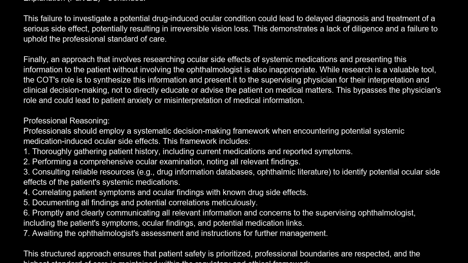Professional reasoning. Professionals should employ a systematic decision-making framework when encountering potential systemic medication-induced ocular side effects. This framework includes: 1. Thoroughly gathering patient history, including current medications and reported symptoms. 2. Performing a comprehensive ocular examination, noting all relevant findings. 3. Consulting reliable resources, e.g., drug information databases, ophthalmic literature, to identify potential ocular side effects of the patient's systemic medications. 4. Correlating patient symptoms and ocular findings with known drug side effects. 5. Documenting all findings and potential correlations meticulously.